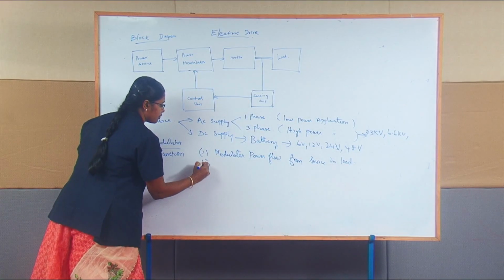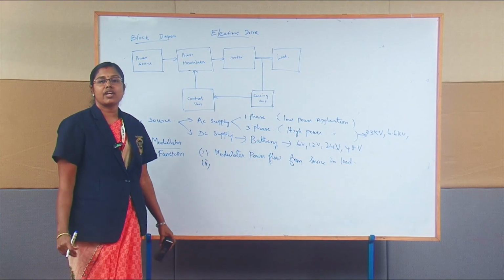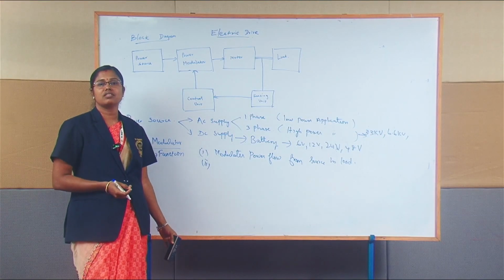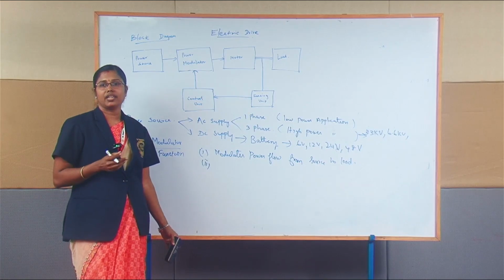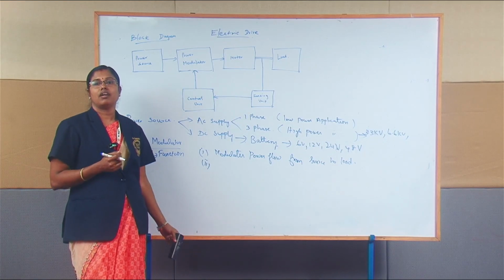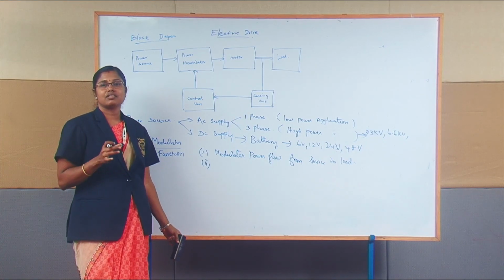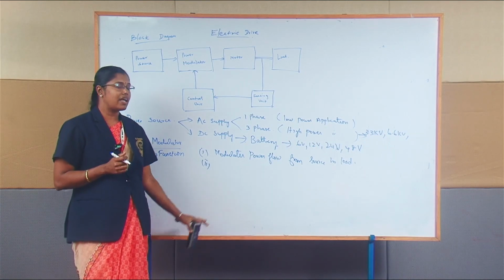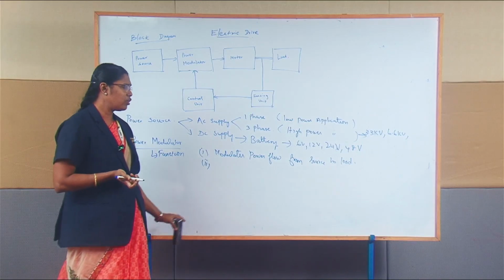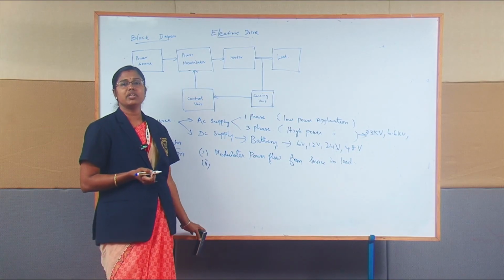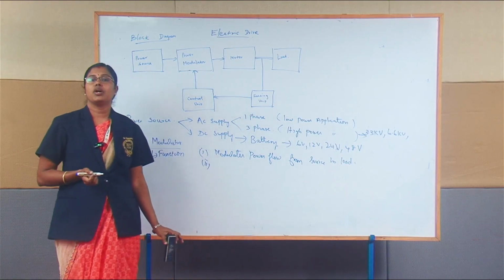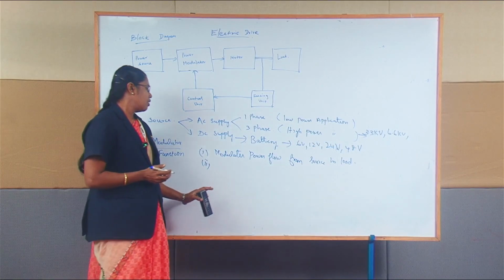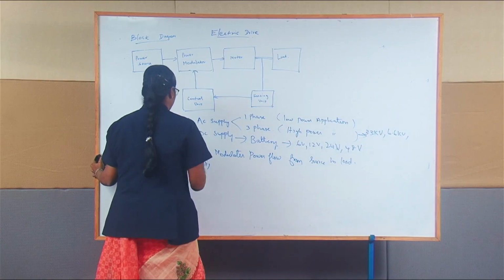Secondly, during transient operation, as far as drives are concerned, the transient operation means it is during the starting, braking, or speed reversal and all. So these are the transient operations related to drives. During the transient operation, there will be excessive current. We need to limit this excessive current within the permissible value, or else it will damage the drive system. So this is performed by this power modulator.